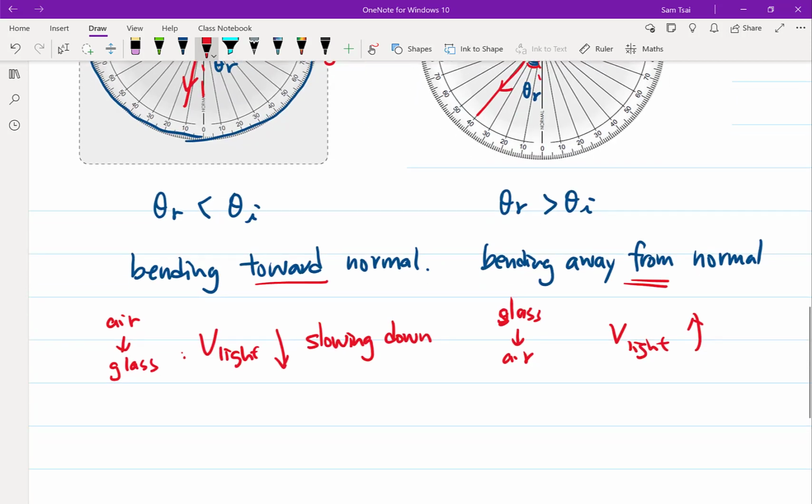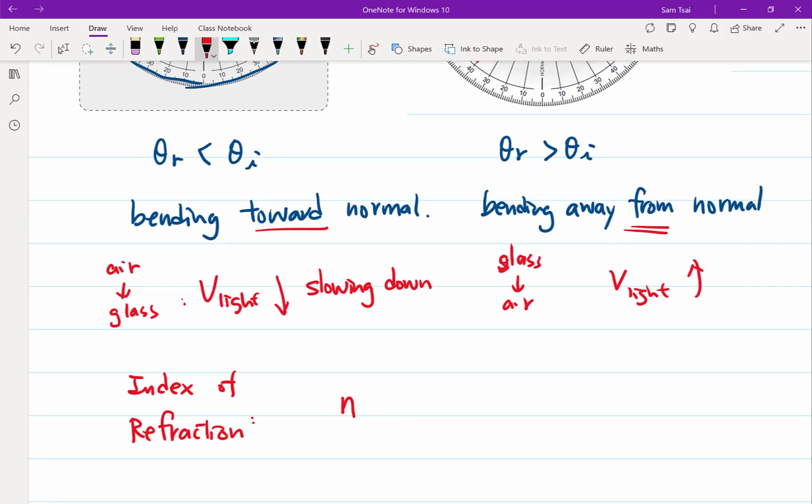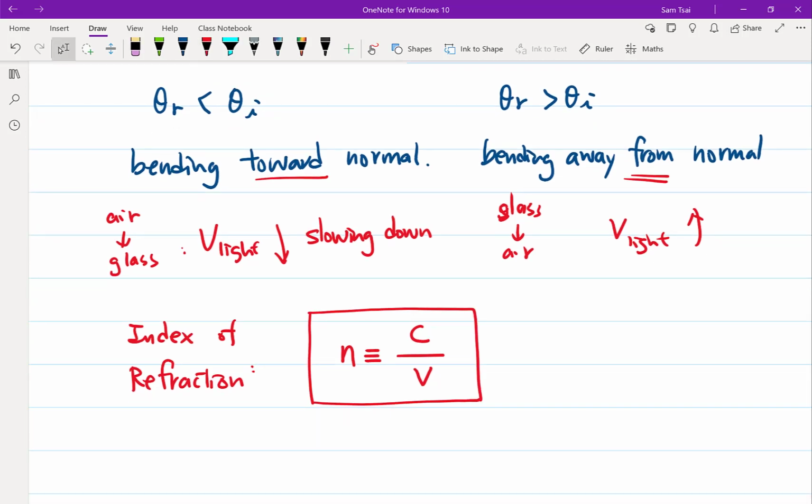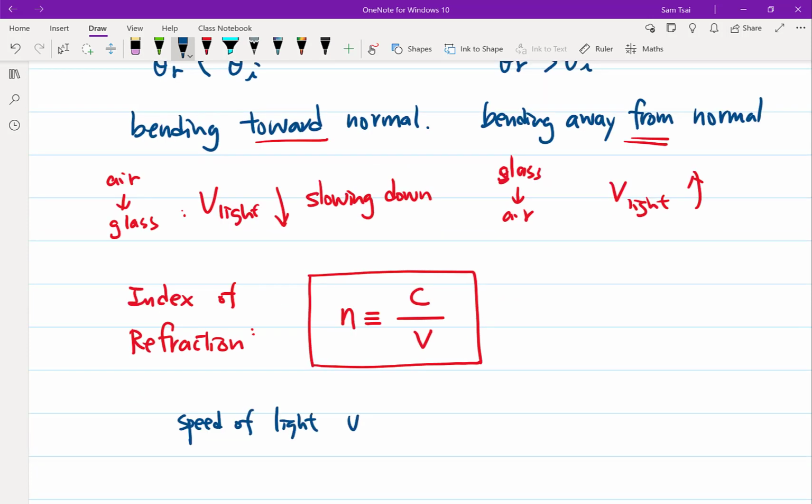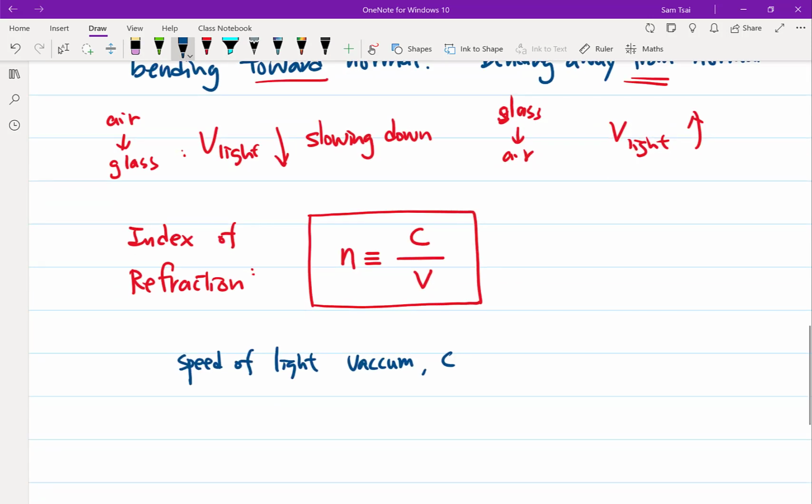To take one more step, to define the index of refraction, we define, I put three bars here, meaning definition, n equals the speed of light in vacuum over the speed of light in the medium, the transparent medium. I think you know the speed of light in vacuum is c, and c is 3 times 10 to the power of 8 meters per second.